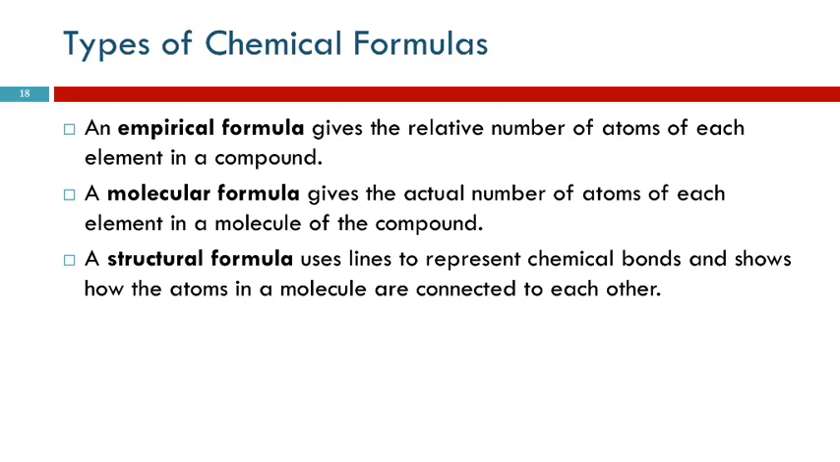So those are chemical formulas. There are different types of chemical formulas. Empirical formulas, molecular formulas, and structural formulas. So an empirical formula is going to give us the relative numbers of atoms of each element. The molecular formula is going to tell us how many atoms are actually in a molecule of that compound. So the empirical formula and the molecular formula may be the same, but they might be different. And then a structural formula is more of a drawing. It shows us how those atoms are connected, so it gives us more information.